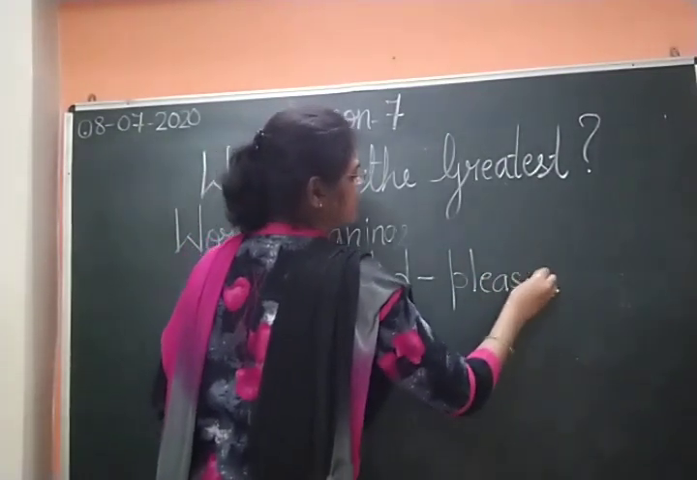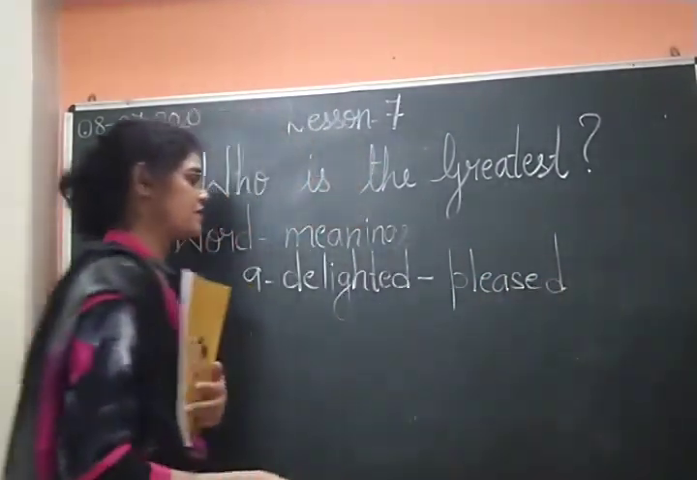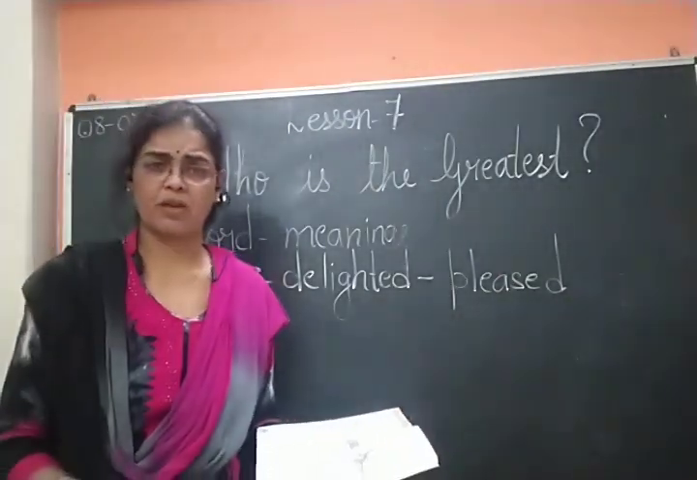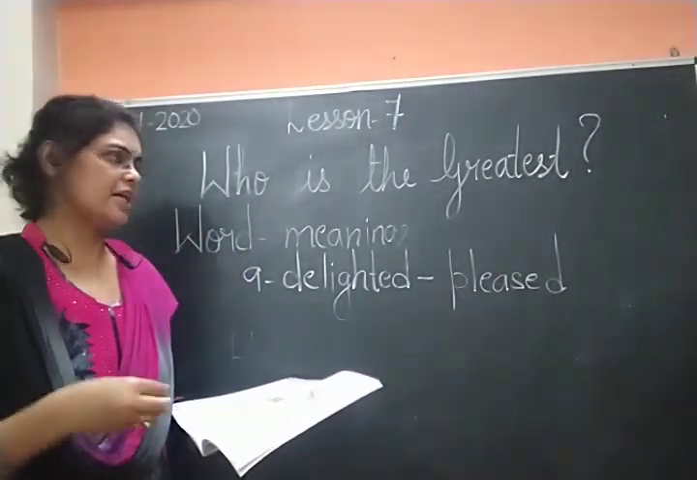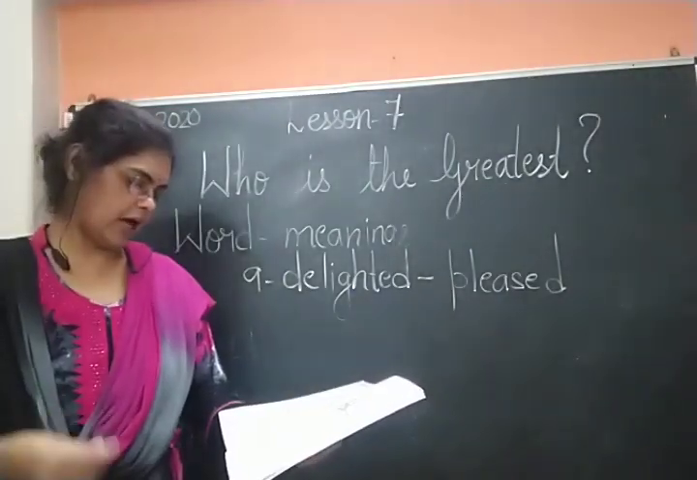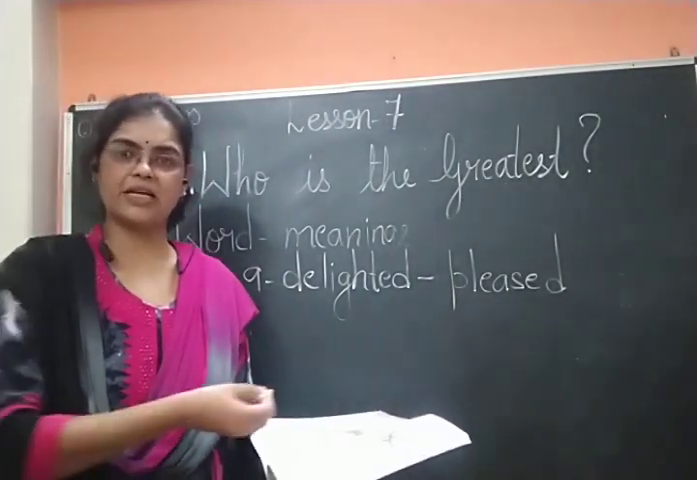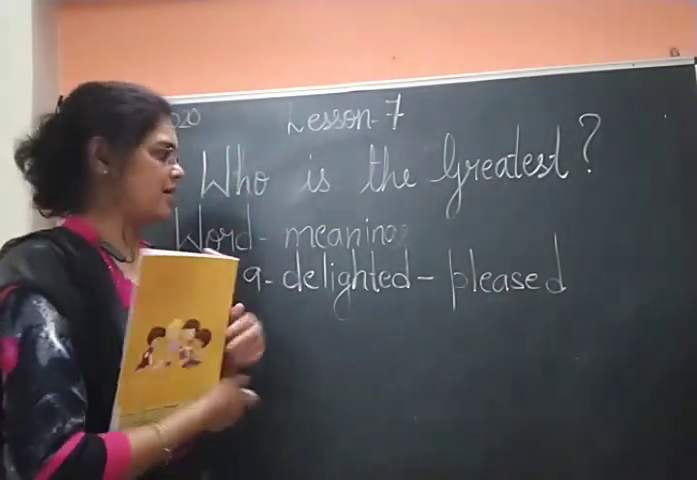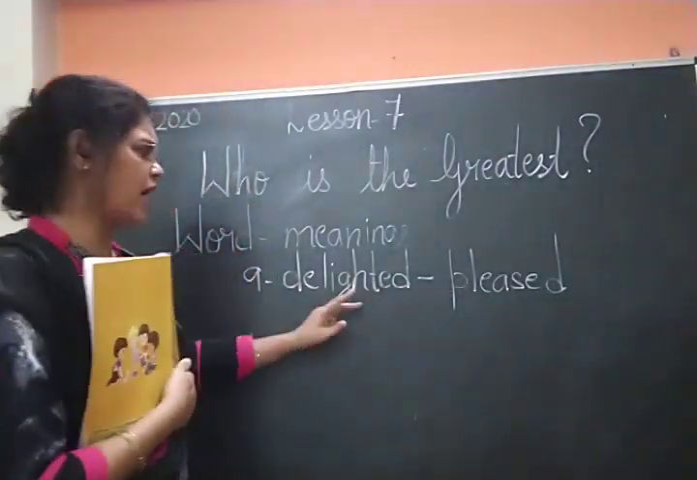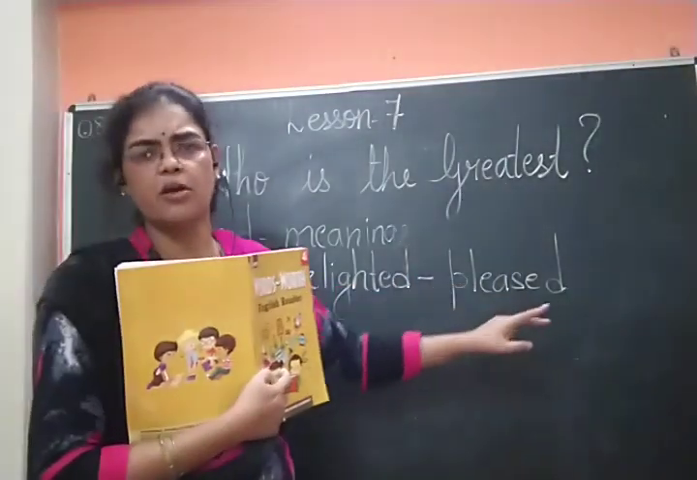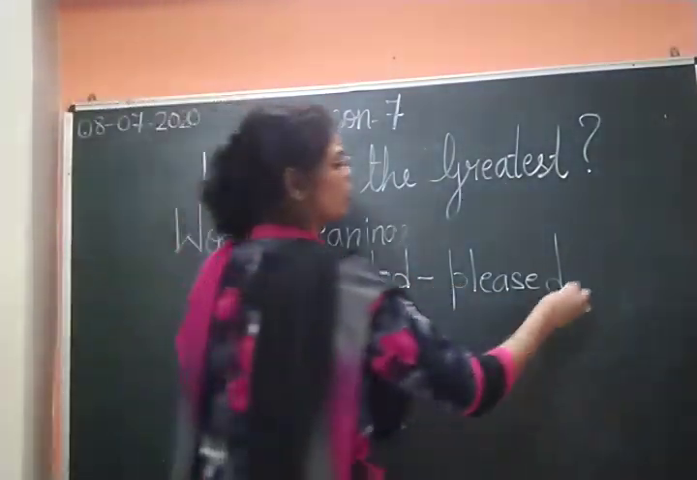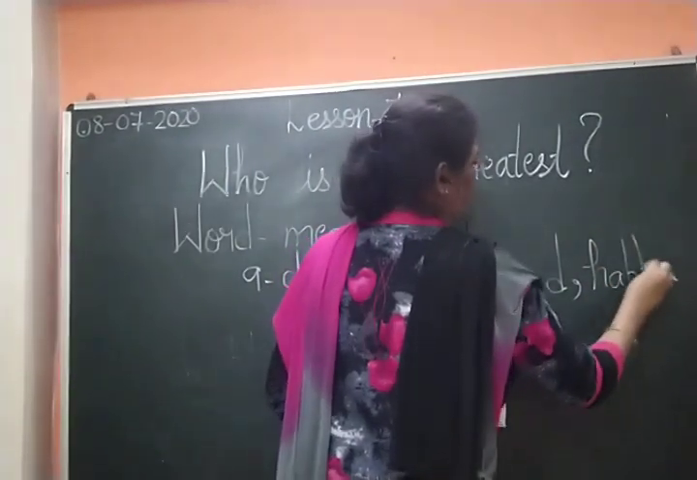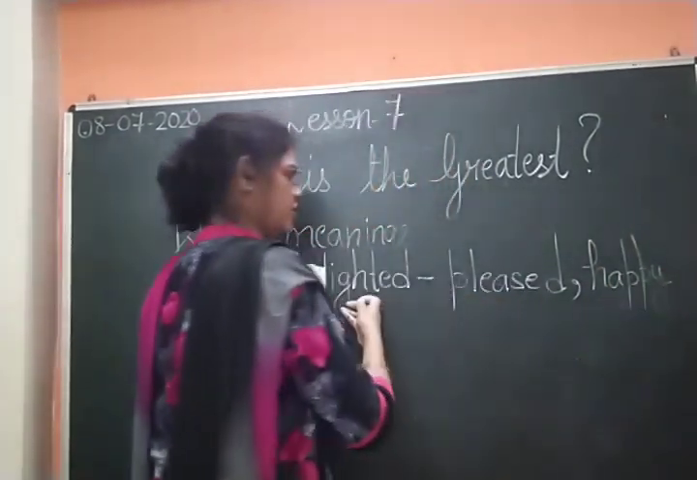Pleased, delighted. These are all the synonyms. Delighted means happy, pleased. Pleased का meaning भी happy है and delighted का meaning is pleased. So you can write happy or pleased, anything for the word delighted. You can also write happy so that you remember. All these three are synonyms.